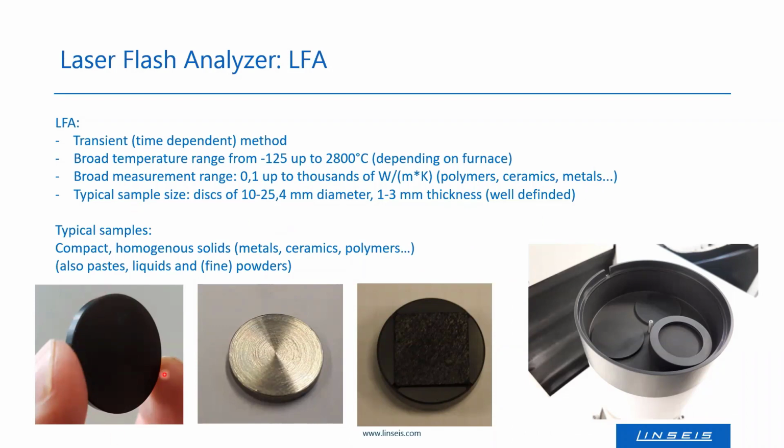Typical samples are such discs with a diameter often of 1 inch, so 25.4 millimeter, but they may be smaller, like for example 10 millimeter in diameter, or they may be square shaped. The thickness is usually in the range of 1 to 3 millimeter, and this thickness has to be well defined and well known, because, remember the formula, the thickness squared is used to calculate thermal diffusivity and thermal conductivity out of it. So typical samples are compact, homogeneous solids, but also pastes, liquids, and fine powders may be analyzed using some special adapters.